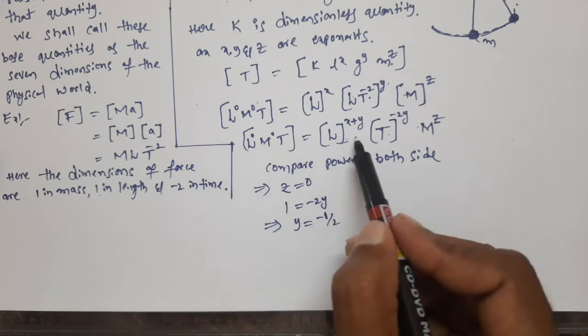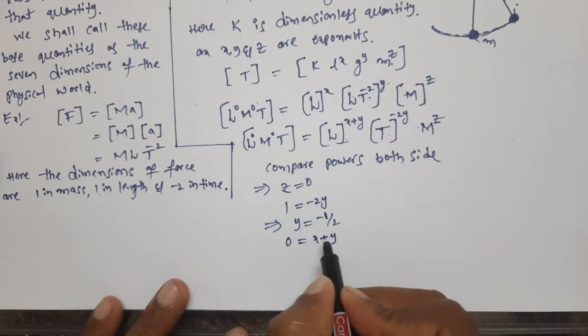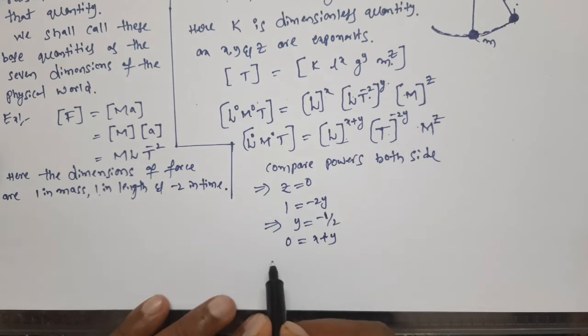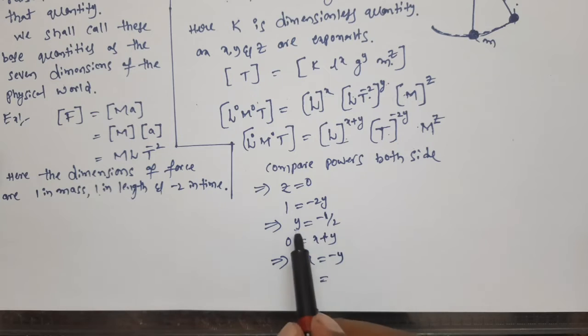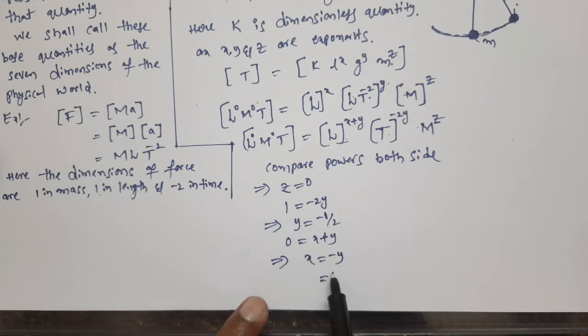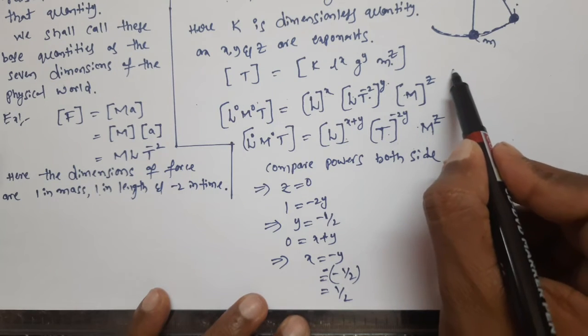Now compare L power. This side we have 0 and this side we have x plus y. Now from this equation, x equal to what do we get, guys? x equal to minus y. So my y value is how much? Y value is minus half, right? So minus of minus half. So x equal to what do we get? Half we get.